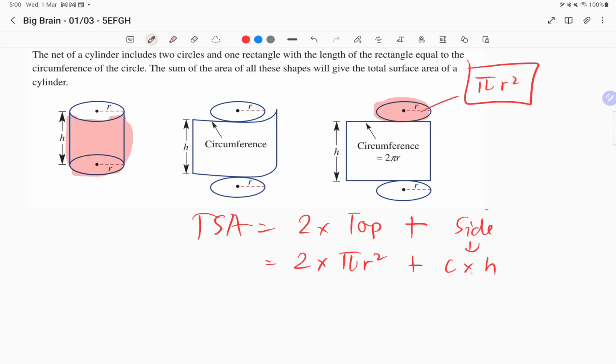What's the formula for circumference? The formula for circumference of a circle. It's 2 pi r, okay? It's right in front of your face. So the circumference is 2 pi r, and this is the circumference of the circle. Okay, so that's the formula.